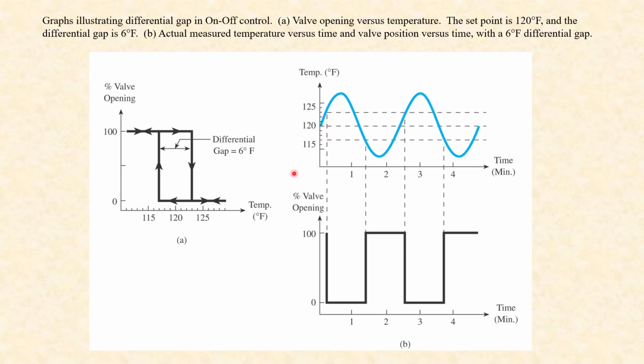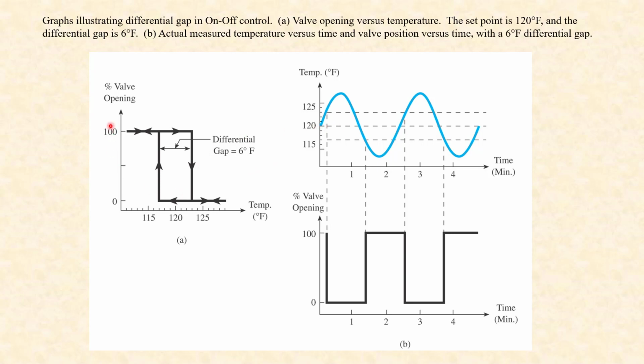And a way that you can do that is by using this differential gap. This is a feature of on-off controls, and this is something that's adjustable. When you set this differential gap, it gives you a margin on either side of your set point that the controller will act on instead of acting right at the set point. In this particular example, we've adjusted this controller to have a 6-degree Fahrenheit differential gap. That means it's plus and minus 3 degrees around its set point.